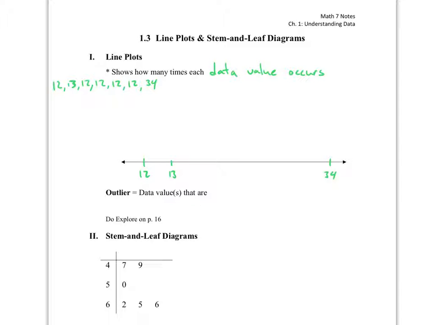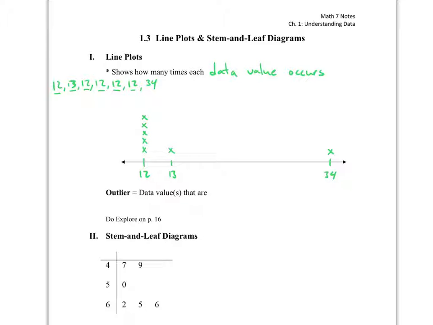Okay. So line plots. Now we need to plot our data. We have 1, 2, 3, 4, 5 12s, so I put X, X, X, X, X. 5 X's because I have 5 12s. They are all stacked up, evenly spaced as best you can. I have 1 13 in my list of data so far, and I have 1 34.